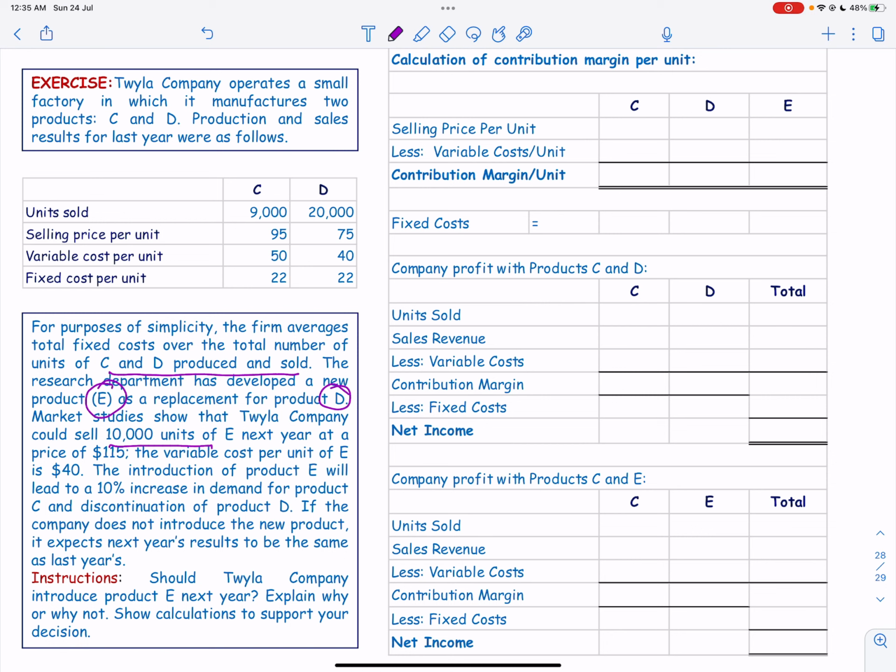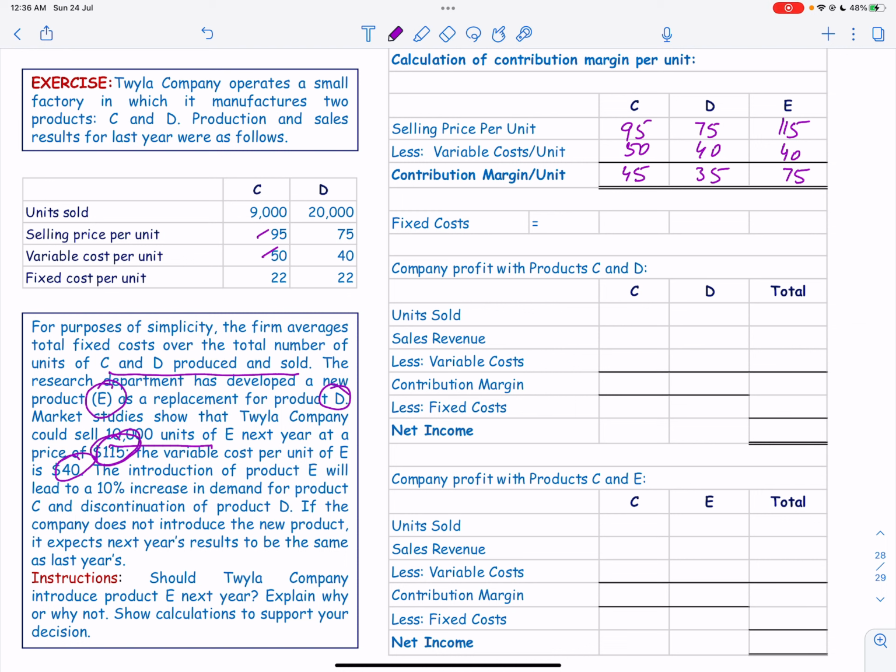Okay. So first of all, we are going to calculate the contribution margin per unit. Now if the selling price per unit for C is 95 and the variable cost is 50, so the contribution margin per unit is 45. For D it is 75 and 40, so this is 35, and for E it is 115 and the variable cost is 40 again, so the contribution margin is 75.